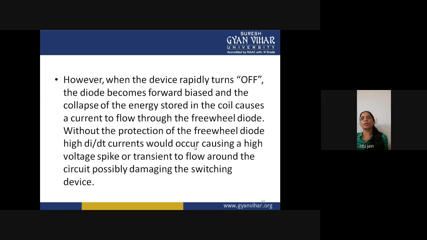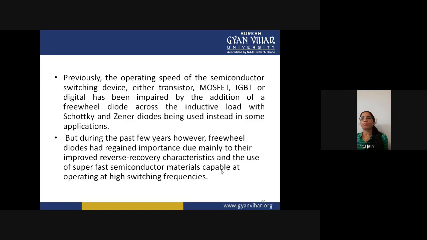Without the protection of the freewheeling diode, high di/dt currents would occur, because di/dt means that the current is changing with time. This change in current with time causes a high voltage spike across the diode, or you can say some transient occurs. So it can damage your switching device. To protect that switching device, you can use the freewheeling diode.